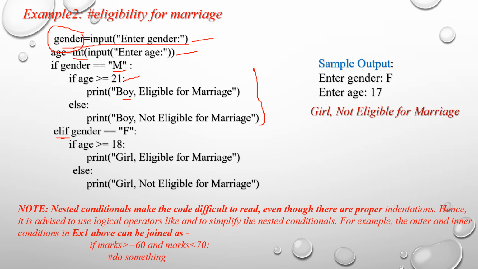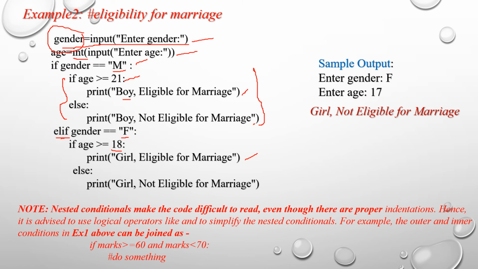gender is equal to f, which is female. If age is greater than or equal to 18, print girls eligible for marriage, else print girls not eligible for marriage. So this is the outer condition and these are the inner conditions. If this condition is true, the interpreter is going to check the inner condition. The inner condition has two branches, one statement and another statement.